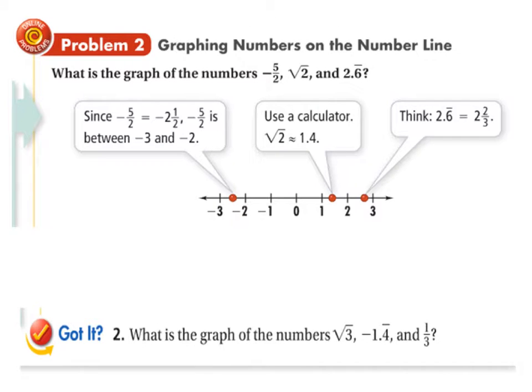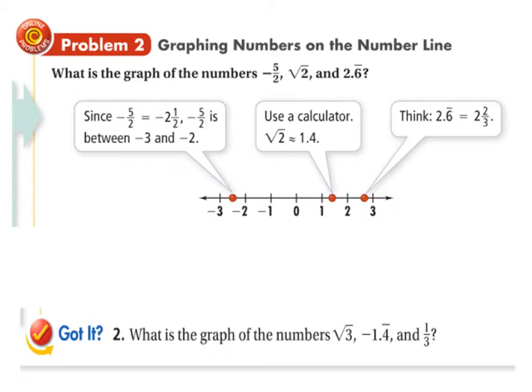Here we're taking a look at just graphing numbers on a number line. Looking at negative 5 halves, you might think of that as negative 2 1/2 or negative 2.5, so right between negative 3 and negative 2. Square root of 2, on a calculator, is approximately 1.4, and that's about as accurate as we can really get with graphing a point on a number line. And 2.6 repeating, maybe it helps to think of that as 2 2/3, or just a little bit to the right of 2 1/2.